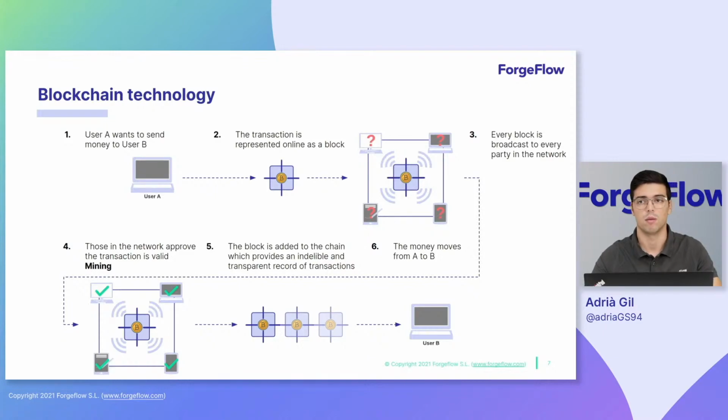Let's see now a brief schematic of how this blockchain technology in the cryptocurrencies works. So let's imagine that user A wants to send some money to user B. In this case, the transaction is represented as a block of data that is broadcast to every party of the network. So it will reach all the parties, and all those in the network will work on validating this transaction. That process is called mining. Once this specific block has been validated, it's added into the chain, which provides an indelible and transparent record of transactions. At that point, user B, who has a copy of the chain, can see that the money has indeed been transferred from user A's account to user B's account.